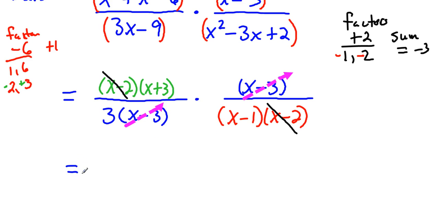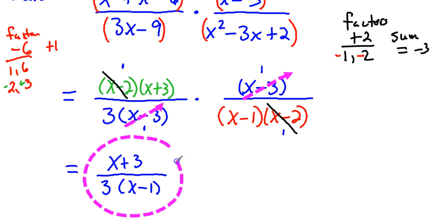And everything left over, we've got an x plus 3 on the top. And there's nothing else other than, we can go back and put 1s in the place where we cancel all these. So there's just x plus 3 on the top. On the bottom, you've got this 3 and that x minus 1. That'll be your final answer.